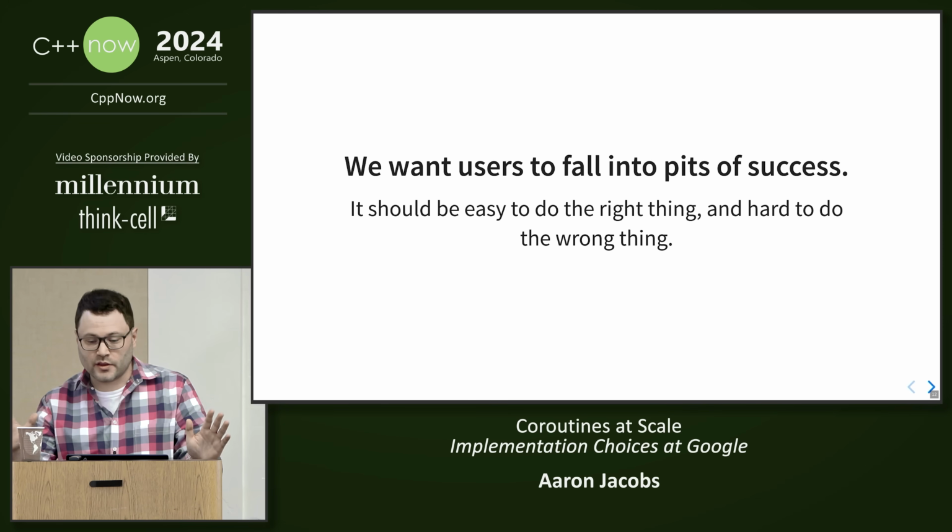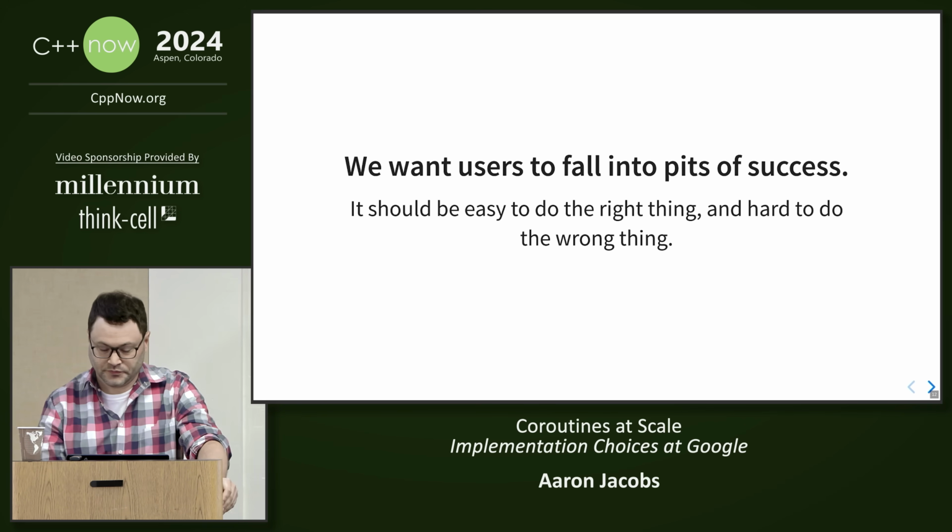So in general, we want users of the library to fall into pits of success. There shouldn't be traps that make it hard to write correct and efficient code, and instead it should be the opposite. It should be difficult not to do the right thing, like climbing out of a pit of success.